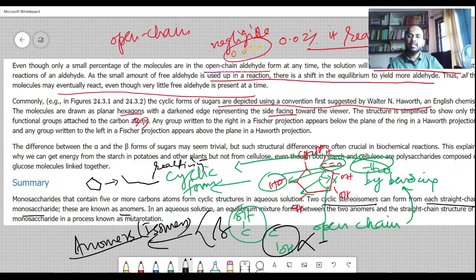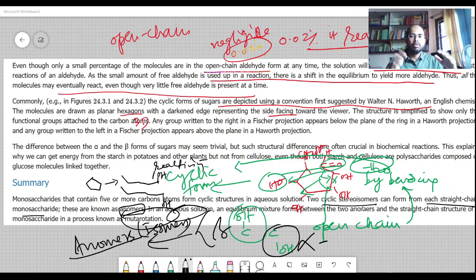These are known as the anomers, because when it opens up, one has OH at the bottom and the other has OH at the top in aqueous solution. So the equilibrium mixture of these two anomers and the straight chain structure of this process is known as mutarotation. We have already seen the mutarotation of glucose, and I'm stopping with this. We have learned the concept of the anomeric forms of the carbon atoms.